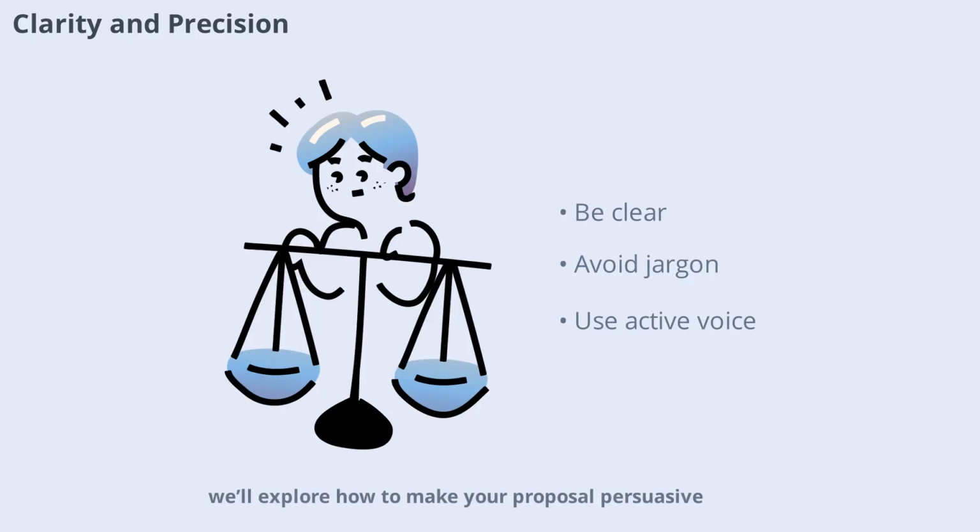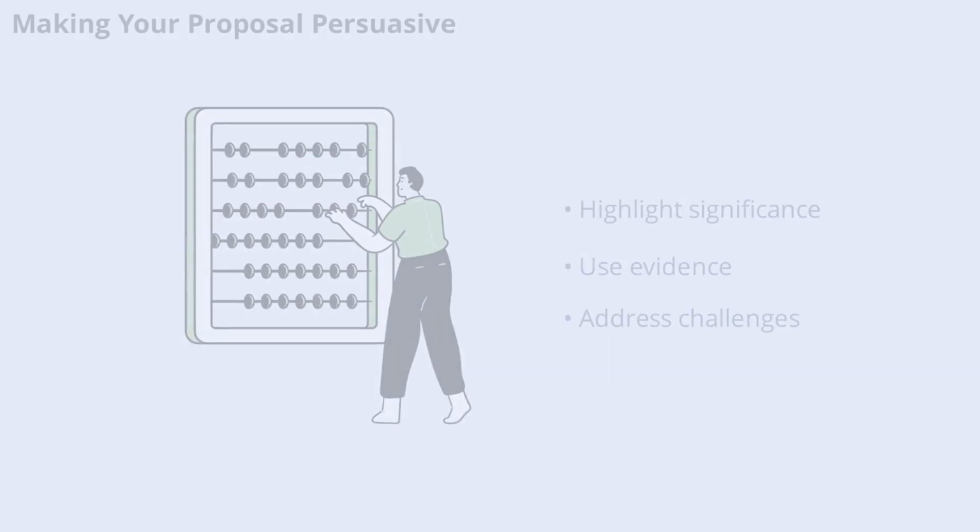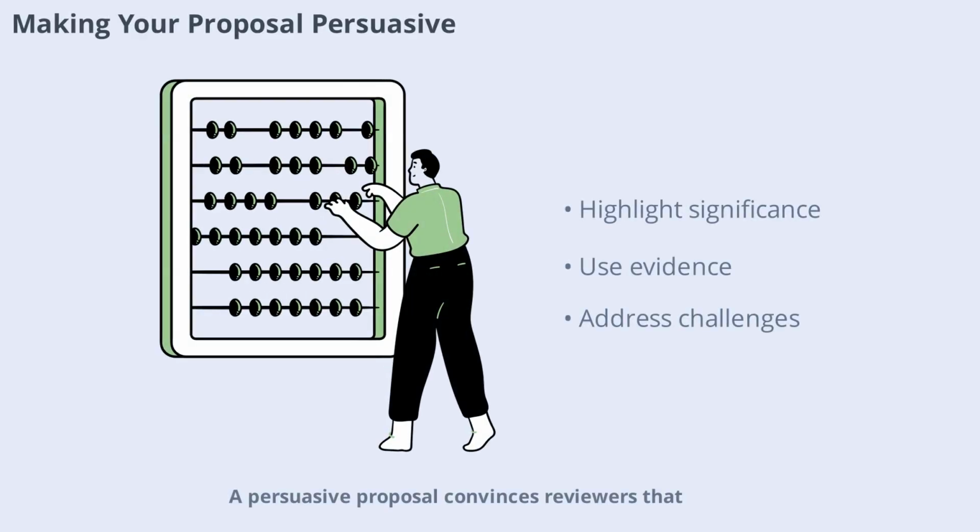Next, we'll explore how to make your proposal persuasive. A persuasive proposal convinces reviewers that your project is valuable and feasible. Highlight the significance of your research and its potential impact. Use evidence and logical arguments to support your claims. Address possible challenges and explain how you'll overcome them.